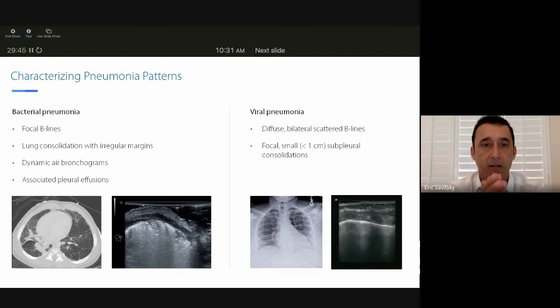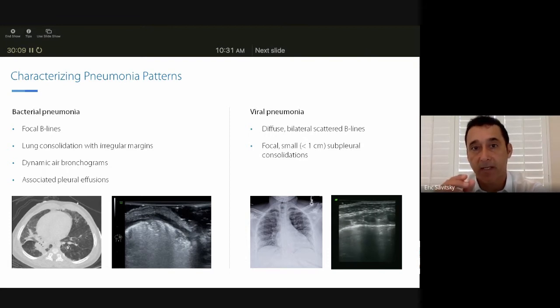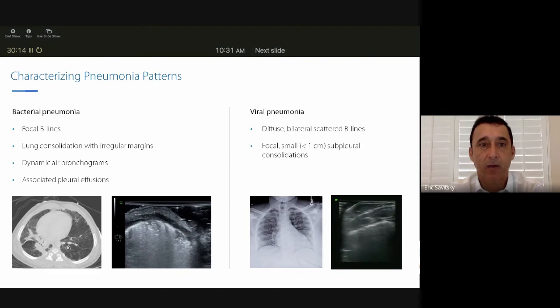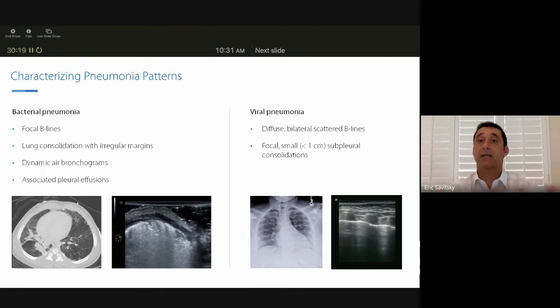Now, what does this look like on lung ultrasound? Once again, for bacterial pneumonias, when you're looking at a patient with lung sonography, you tend to see focal B lines. As you can see here in this patient, there's a bacterial pneumonia in the right chest. Here you would see some consolidations that aren't small. They tend to be larger than a centimeter. You may see dynamic air bronchograms, and you may have associated pleural effusions. All of these findings are more consistent with a bacterial pneumonia.